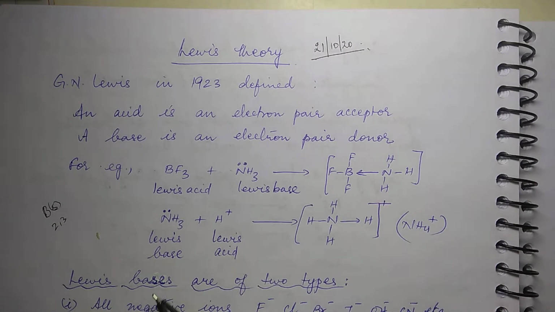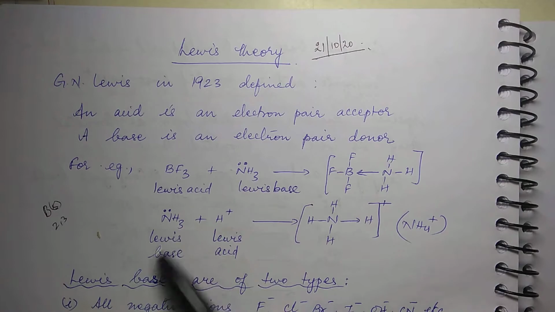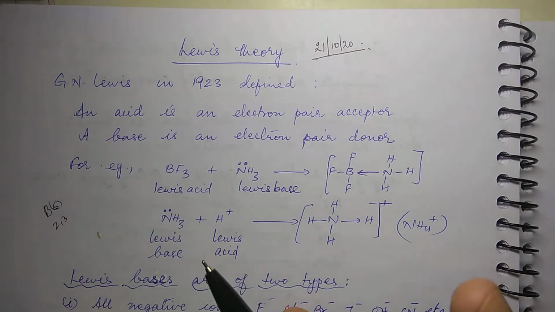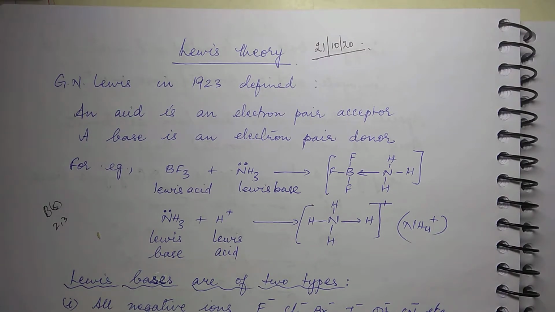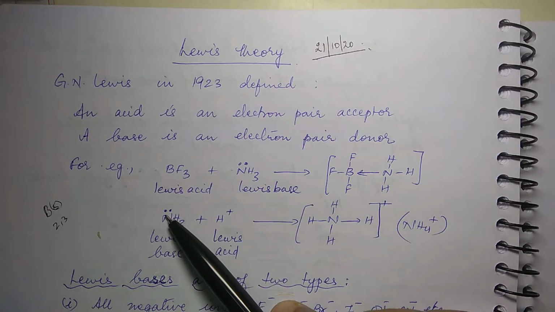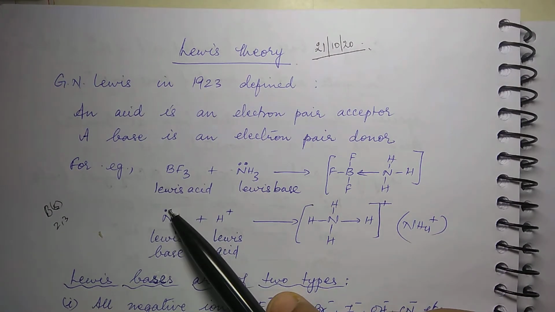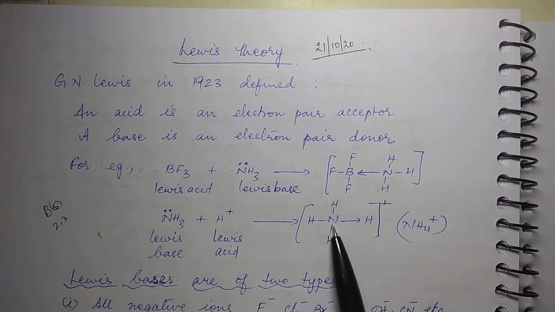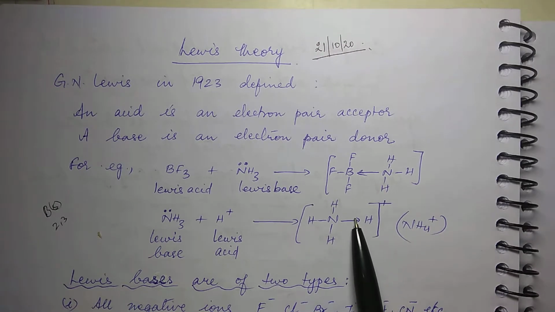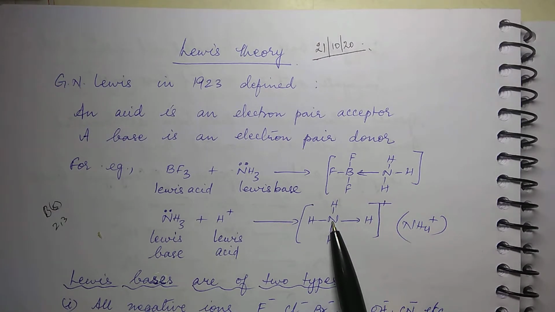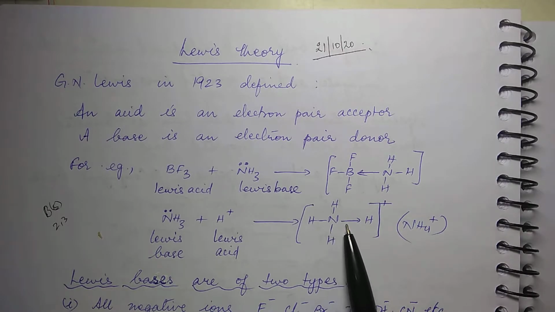Another example is ammonia, which is having a pair of electrons, and H plus, that is a proton, which is not having any electron. Hydrogen is having only one electron. That one electron is lost. That is why it is H plus, right? Now this pair of electrons on nitrogen is going to be shared with the hydrogen, right? Again, look at the arrow. The arrow is pointing towards the electron deficient atom from the electron rich atom. So this is again a coordinate covalent bond.